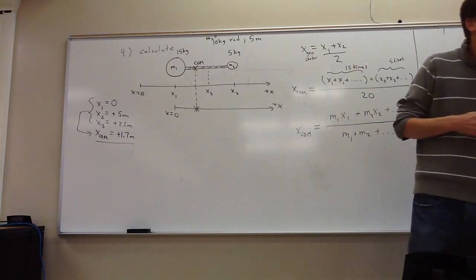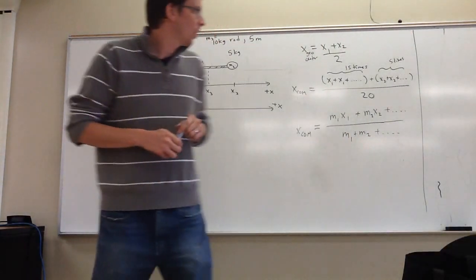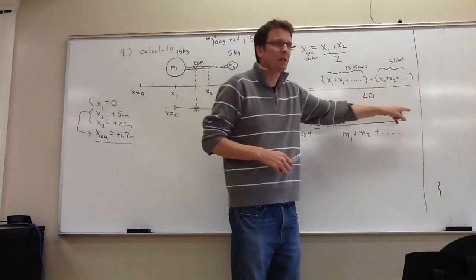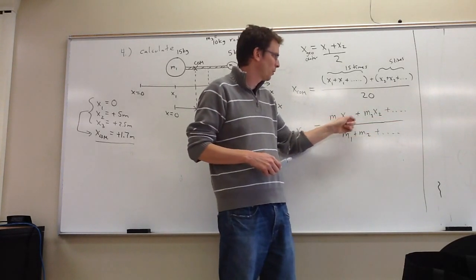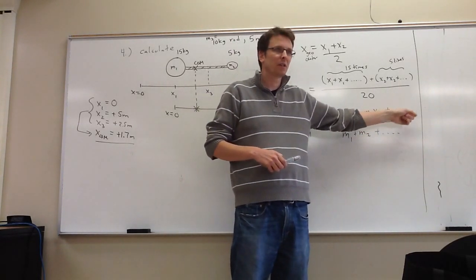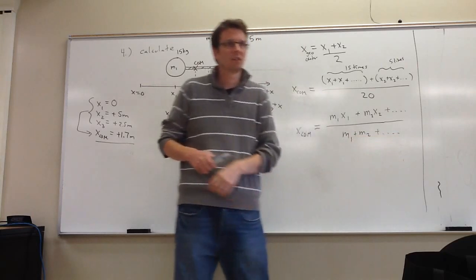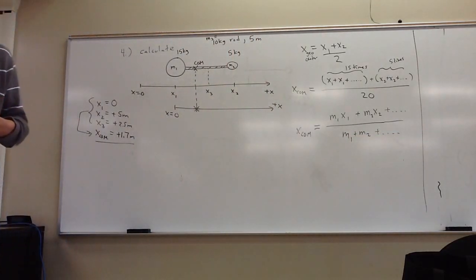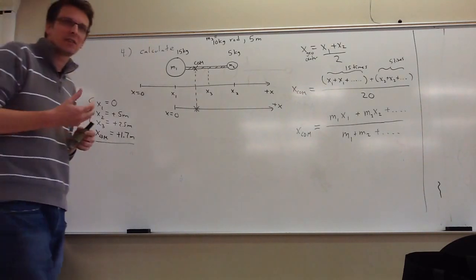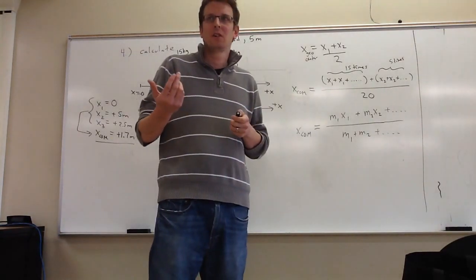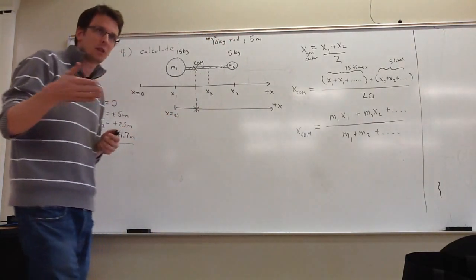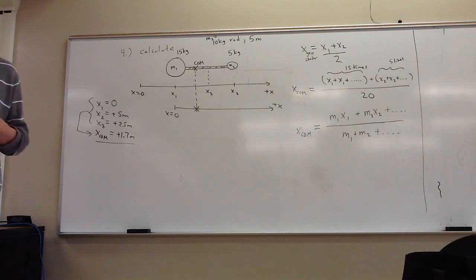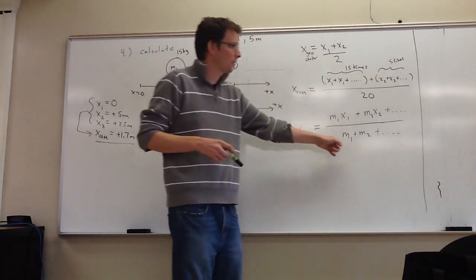Yeah? Where are you going to plug in x3? You just extend this formula out, right? So m1 x1 plus m2 x2 plus m3 x3, and then here add m3 to the list. It's like if you're trying to compute your average of 3 scores instead of 2. So this formula extends out to however many things you have. All you have to do is identify their locations, x1, x2, x3, x4, whatever, and then multiply each of them by how much mass is there, and then divide by all the mass in the bottom.